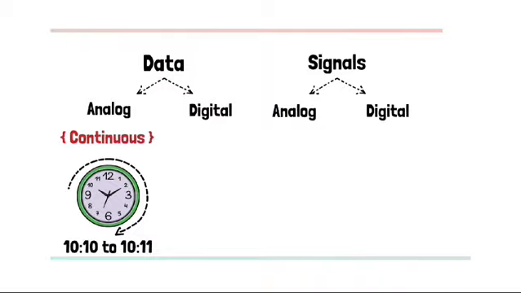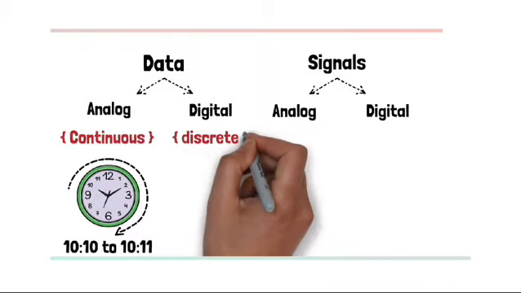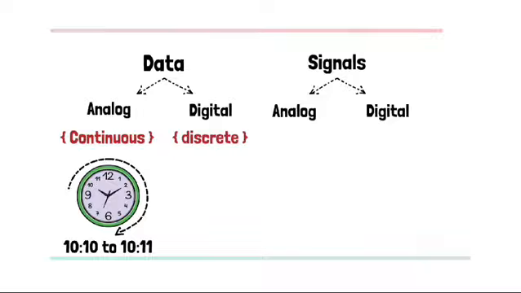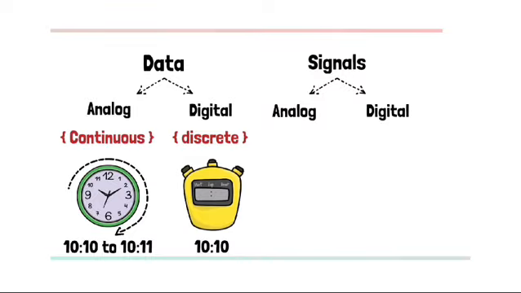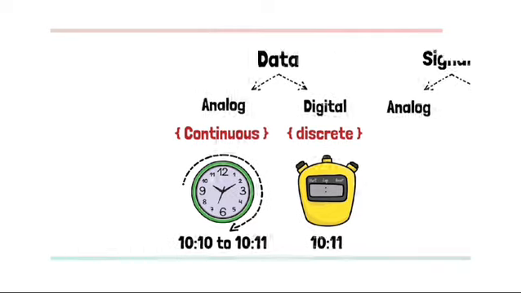On the other hand, the information that has discrete states is called digital data. For example, the information provided by a digital clock, where the time changes suddenly from 10:10 to 10:11. The sound made by a human voice is another example of analog data.